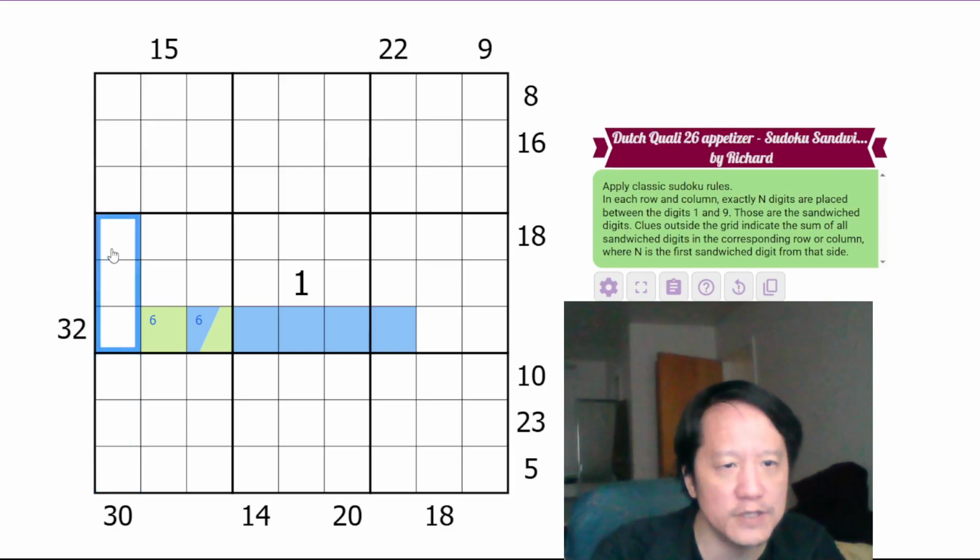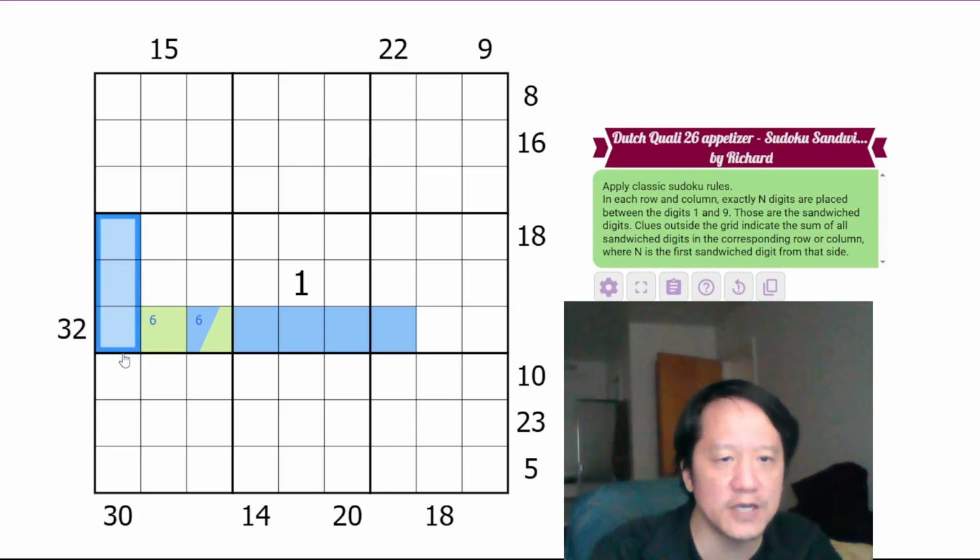Which means these 3 cannot be crust. Because if they were crust, it just doesn't work, right? You can't have 5 digits in between this digit and that digit, or this digit and that digit. Same with this digit, right? This digit cannot have 5 digits in between any of the cells in there.